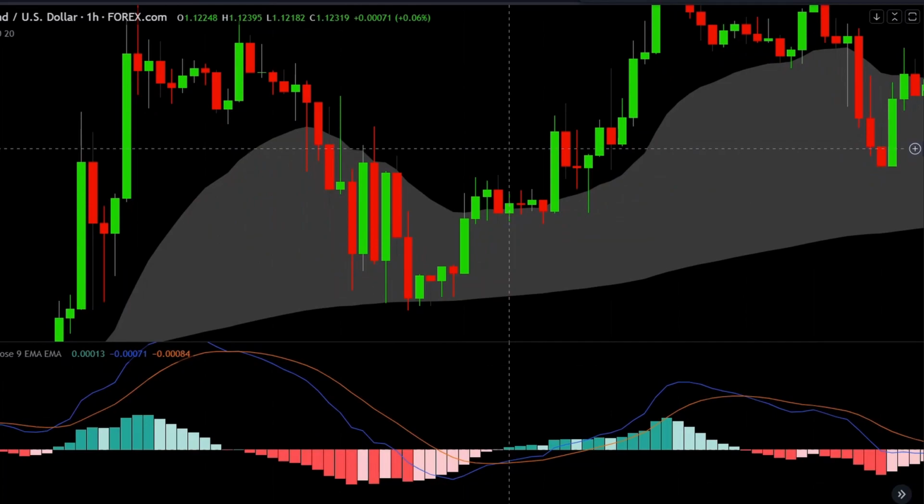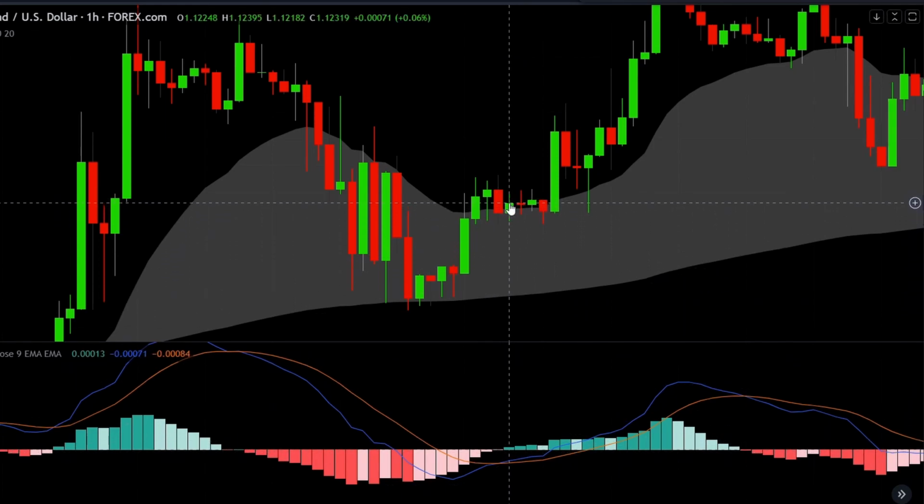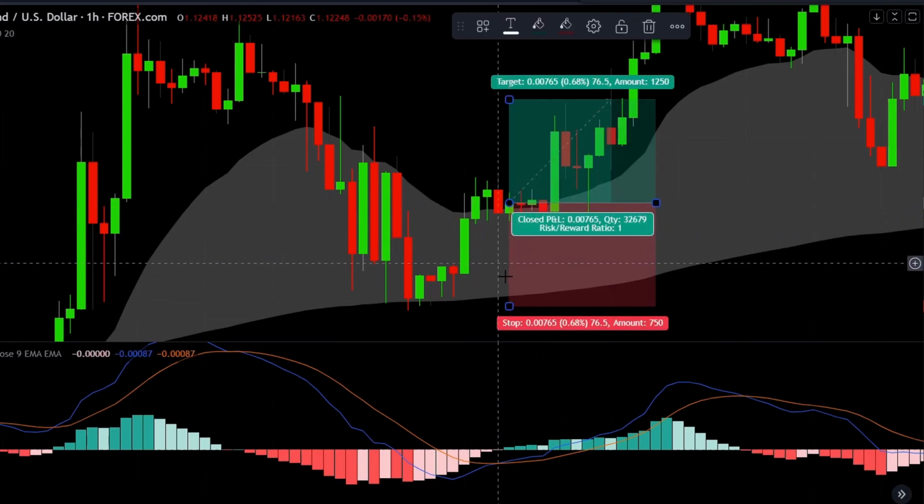Okay, here we have another valid long entry example. We have a MACD cross-up below the zero line right on this candle. And this candle closes above the EMA cloud and doesn't touch the lower point of the EMA cloud. So we can enter into a long position. Entry level will be at the close of the signal candle.